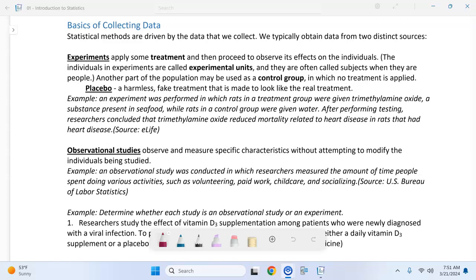An observational study was conducted in which researchers measured the amount of time people spent doing various activities such as volunteering, paid work, childcare, socializing, and that's usually done through a simple survey. Okay? Most of the time, a lot of observational studies are just done with a survey. Problem with that is people aren't always the most reliable, and so you have to kind of take that in when you're looking at observational studies. They can still be a very powerful tool when we are not able to do an experiment because applying some treatment would be too expensive, too dangerous, unethical, whatever the case may be.